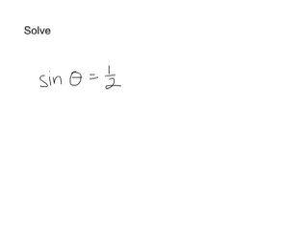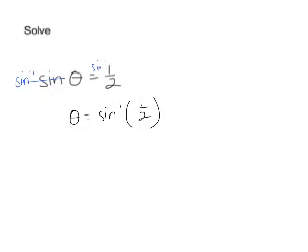So in this first sample problem, I have the sine of theta equals 1/2. If I want to figure out what theta is, I need to get rid of sine. And to undo sine, I'm going to take the sine inverse of both sides. So sine and sine inverse undo each other, and I'm left with theta is equal to the sine inverse of 1/2. So I'm going to type in sine inverse of 1/2, and I'm left with theta is 30 degrees.